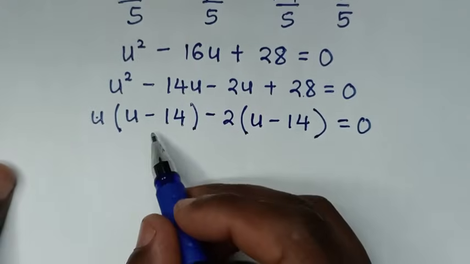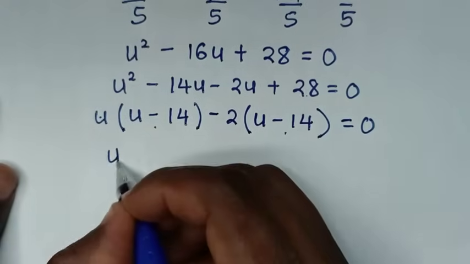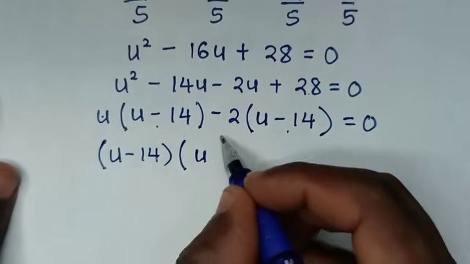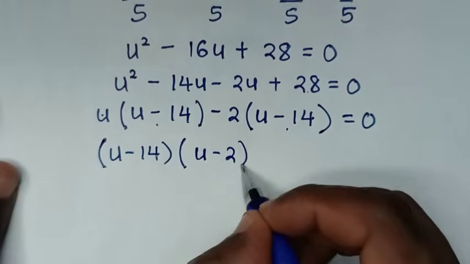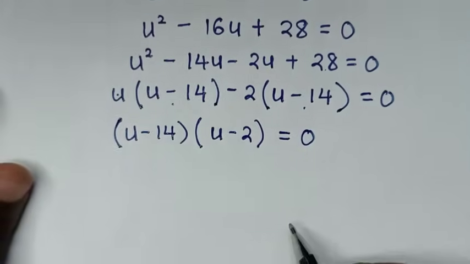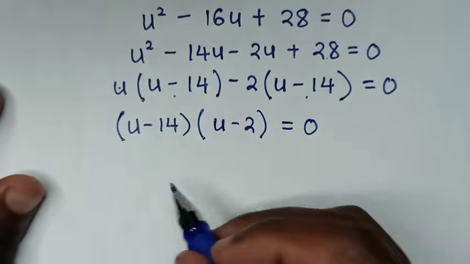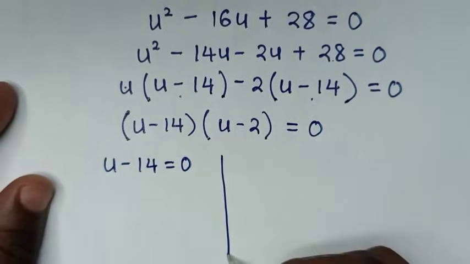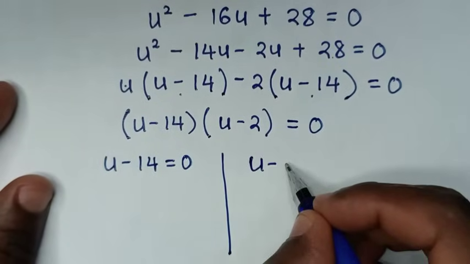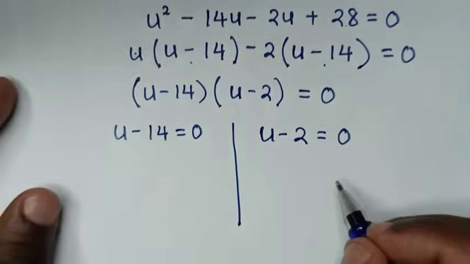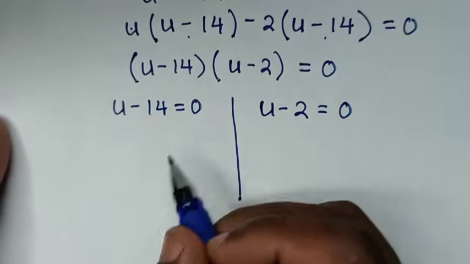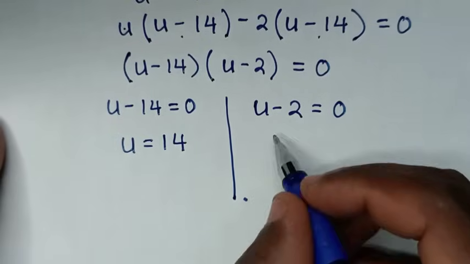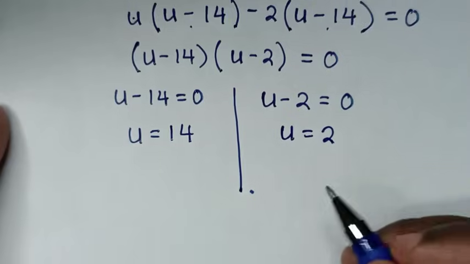Then from here, u minus 12 is common, so we take (u minus 12) out of bracket, this divided by this is u, this divided by this is minus 4, bracket is equal to 0. Then from here we have two solutions: the first solution, u minus 12 is equal to 0, and the second solution, u minus 4 is equal to 0. Then we take negative 12 to the right side, it will be u is equal to 12. And also in here, we take negative 4 to the right side, it will be u is equal to 4.